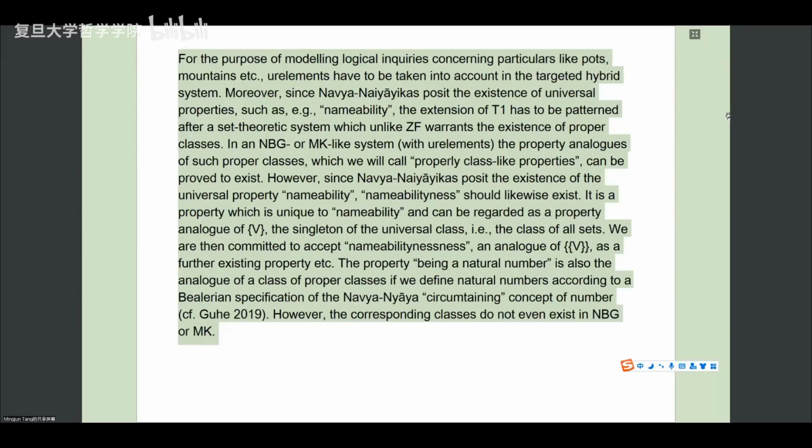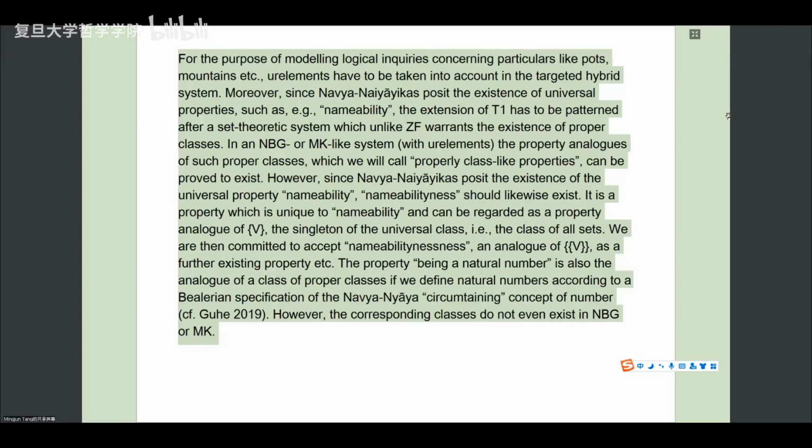So normally in set theory, we talk only about sets, or maybe classes. But we can also create systems where we include something like concrete objects, like pots, mountains, and whatever. And we need such a system as well when we want to model arguments about properties and locations in Naviania, because Navianians talk about these things. Moreover, since Navianians posited the existence of universal properties, such as, for example, nameability, the extension of T1 has to be patterned after a set theoretic system, which, unlike ZF, warrants the existence of proper classes.